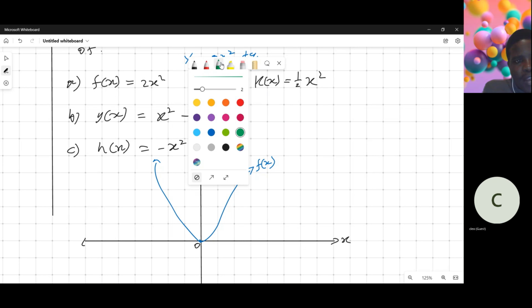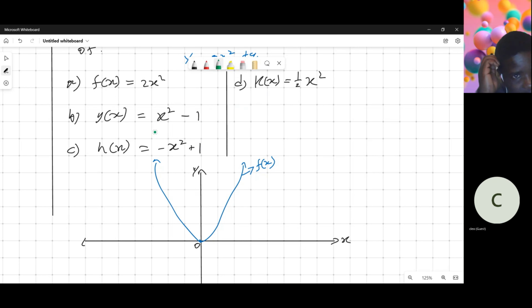Then if I can go to number B and do my second graph there. In number B, what I see is that the value of A is 1. Can you see that? The value of A is 1. That's why it's not written there. The value of A is 1 in B.